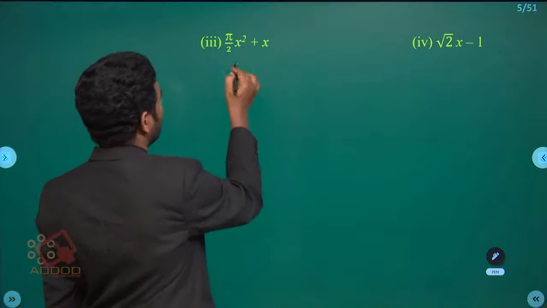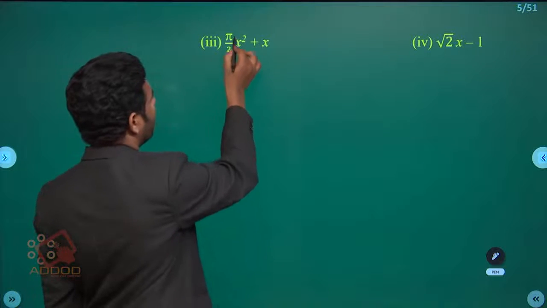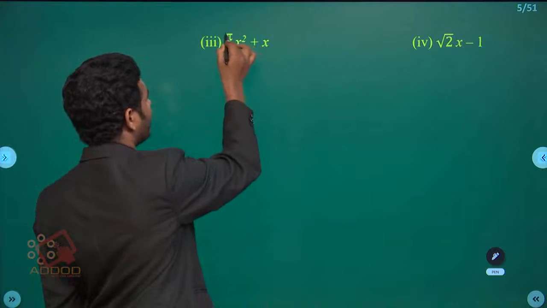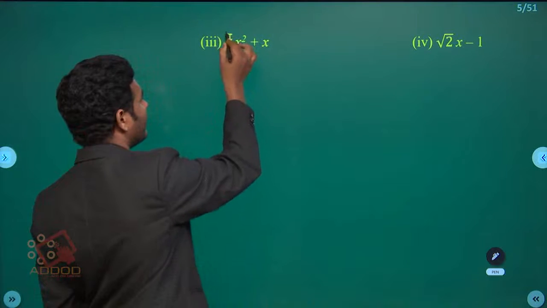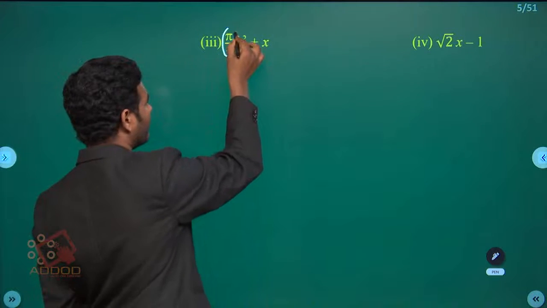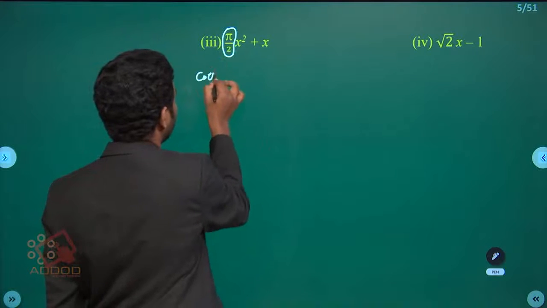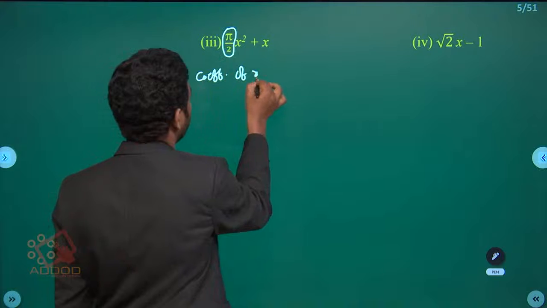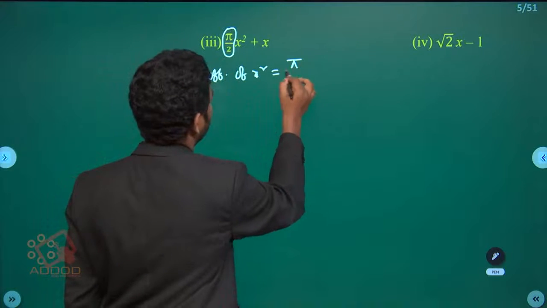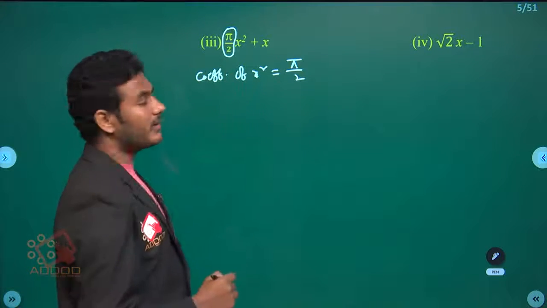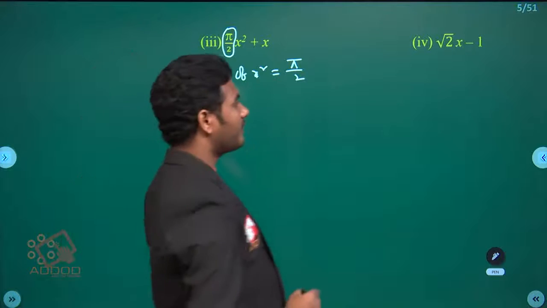Here in this, what is the coefficient of x square? This is the x square term. Except for x square, all the terms which are multiplied with x square are the coefficient of x square. Now here pi by 2 is there, so the coefficient of x square is equal to pi by 2. All these come under the coefficient of x square only.